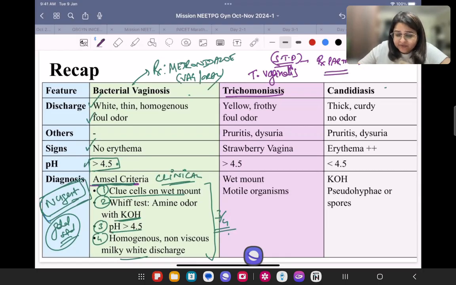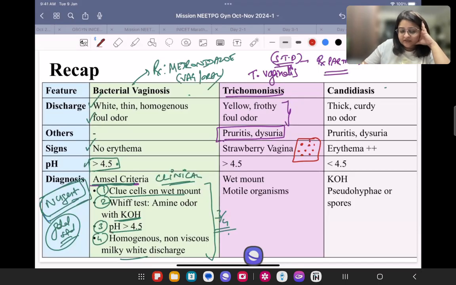Okay, how will this patient present? She's going to present with yellowish, greenish, frothy, foul-smelling discharge, and she will be very uncomfortable. She'll be having a lot of itching, a lot of dysuria. So urinary symptoms, itching, and when you examine her, you find that the vagina and the cervix is studded with small red spots. This is called strawberry vagina, also called colpitis macularis.